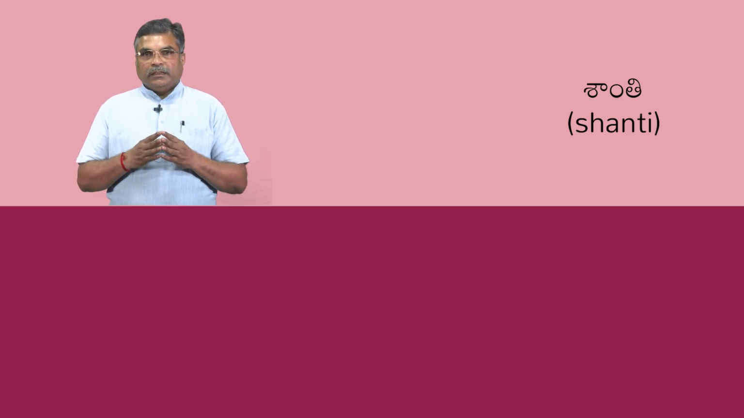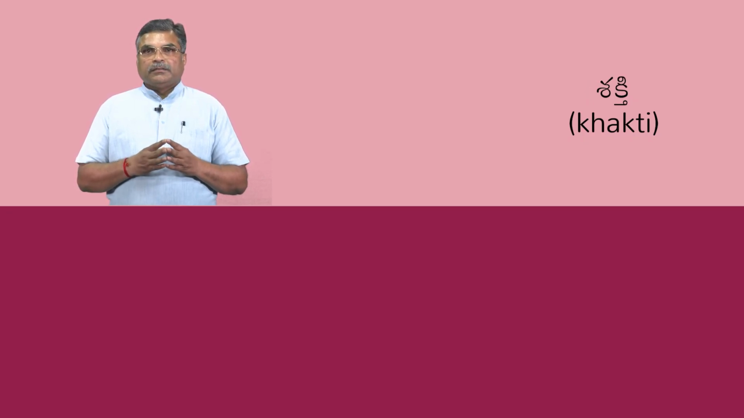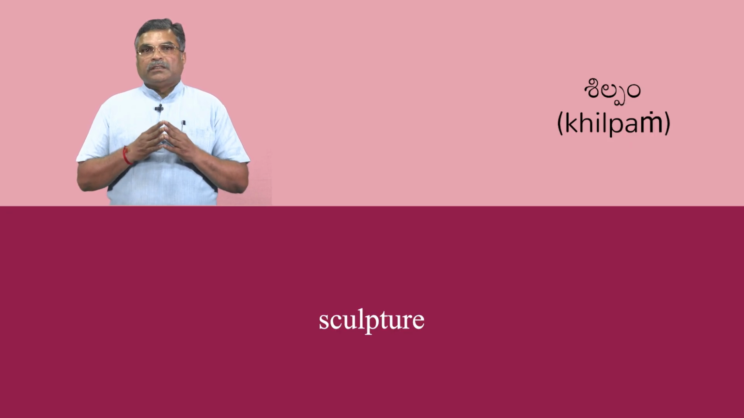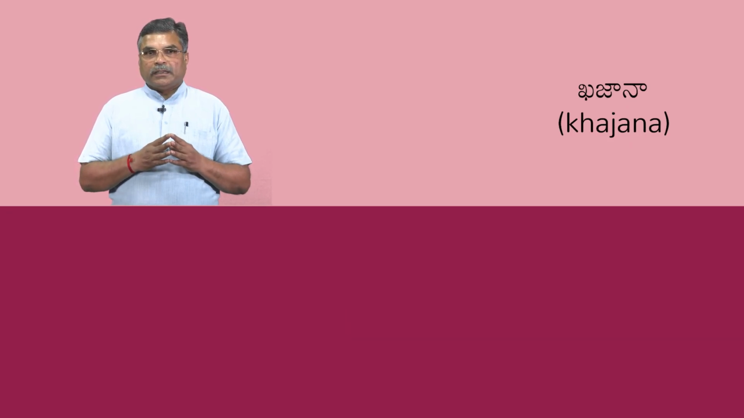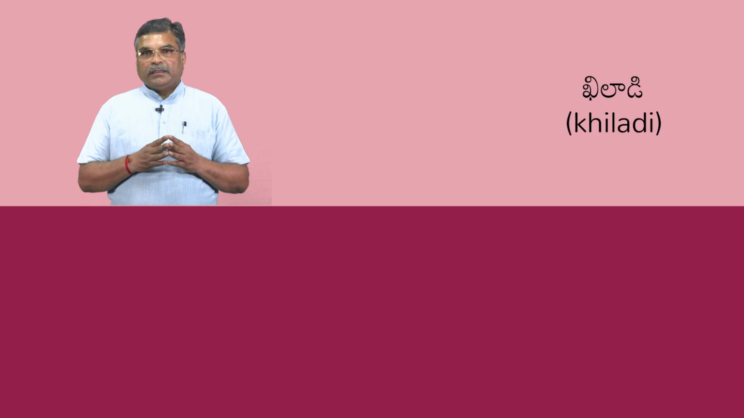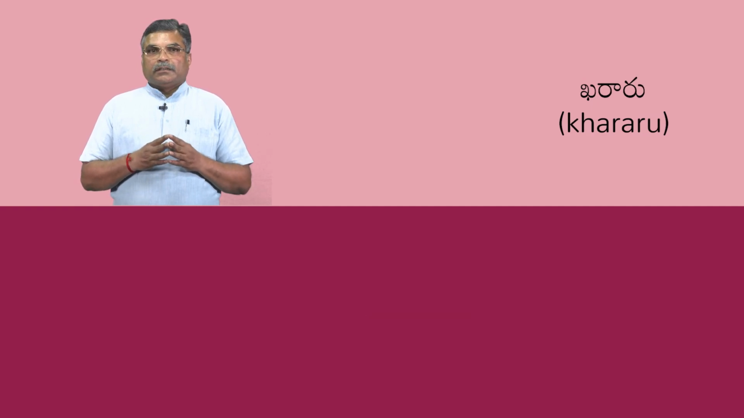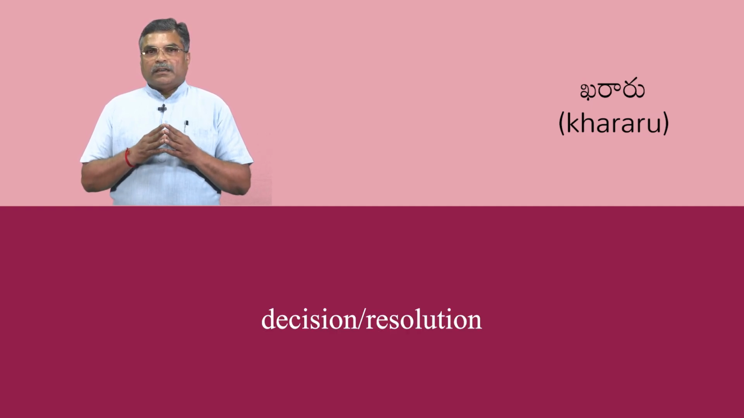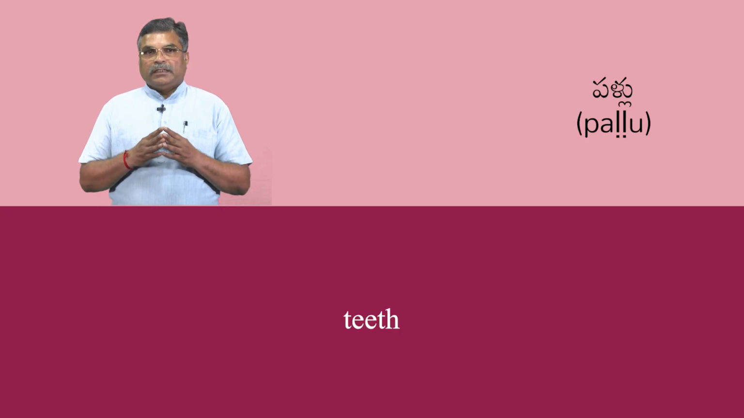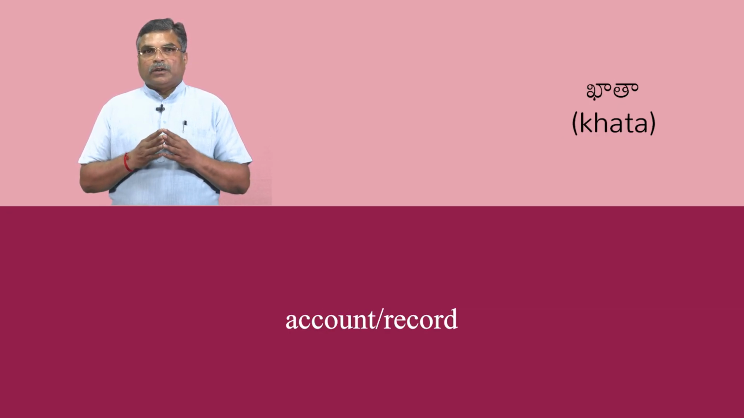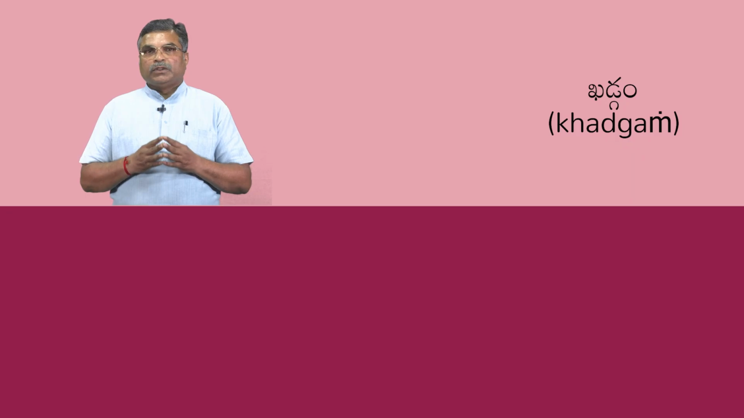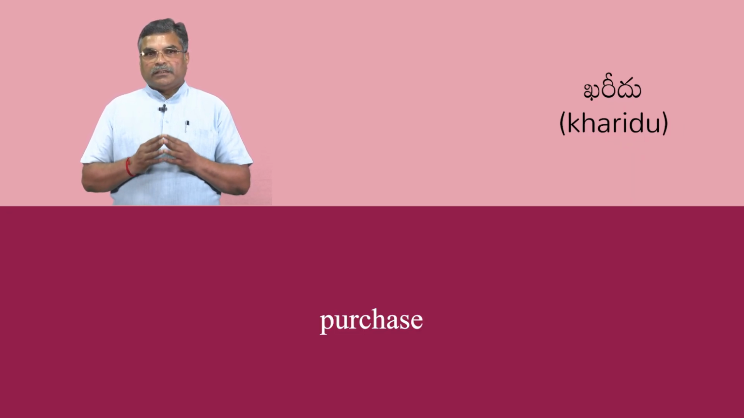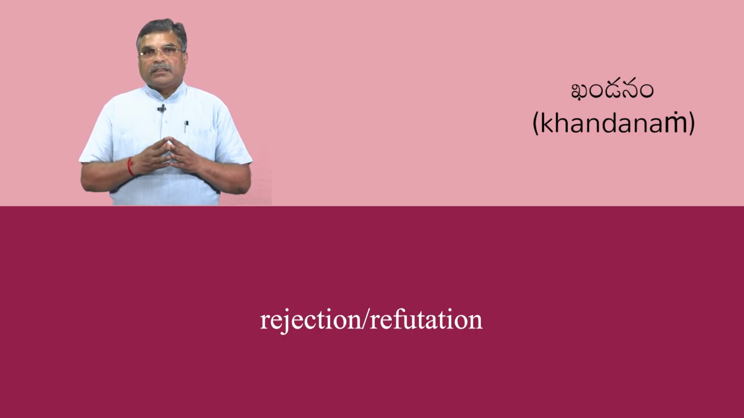Shanti, meaning peace; Shakti, power; Silpam, sculpture; Khajana, treasure; Khiladi, player or performer; Khararu, decision or resolution; Pallu, teeth; Khata, account or record; Khadgam, sword; Kharidu, purchase; Khandhanam, rejection or refutation. Here are some indicative simple sentences formed with the letters introduced in this group.